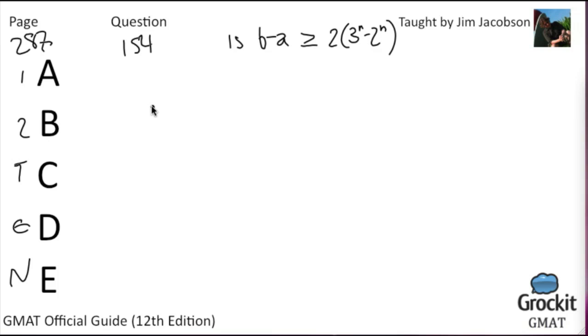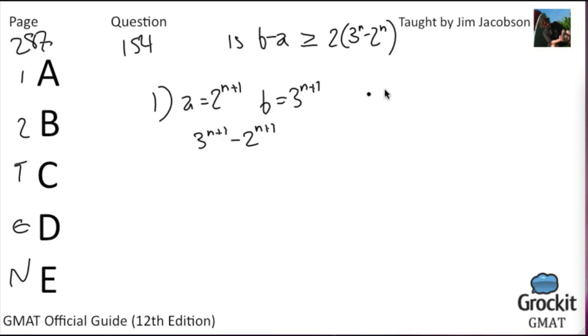Well, nothing we can do without looking at some statements. We have a equals 2 to the n plus 1, and b equals 3 to the n plus 1. So it turns out that this is actually pretty helpful. So b minus a will be 3 to the n plus 1 minus 2 to the n plus 1.